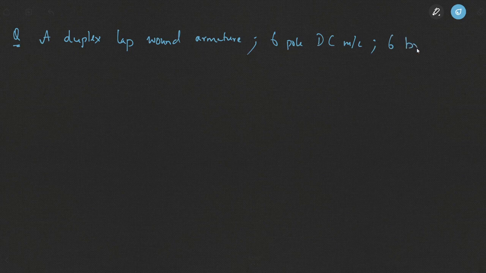Our question states a duplex lap wound armature. You have a duplex lap wound armature. It's used in a 6-pole DC machine, and with 6 brush sets, each spanning 2 commutator segments. So each of these brushes spans 2 commutator segments.